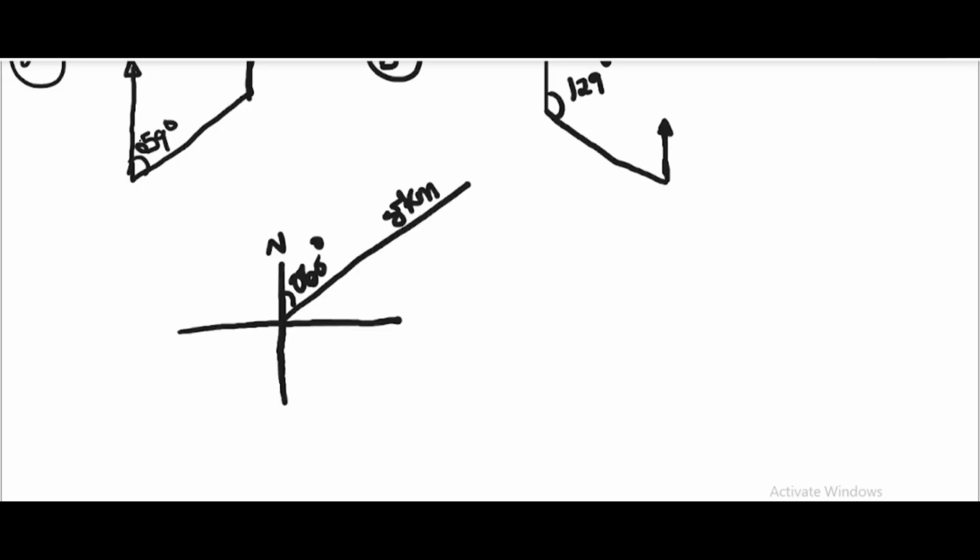Now the question is, where is my A? Which one is my A? Which one is my B? Let's read the question again. It says a boat travels from. So that from is our starting point. So it is from A that it traveled 8 kilometers to B, making an angle of 60 degrees. So this is where our B is. Did you see that? Good.